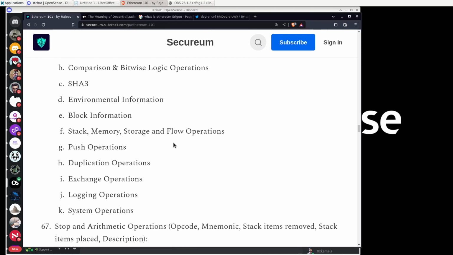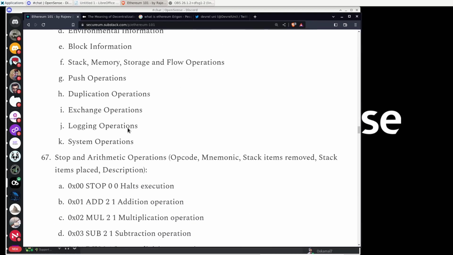This is really useful. This is really nice. A really nice rundown of everything you have in the EVM.